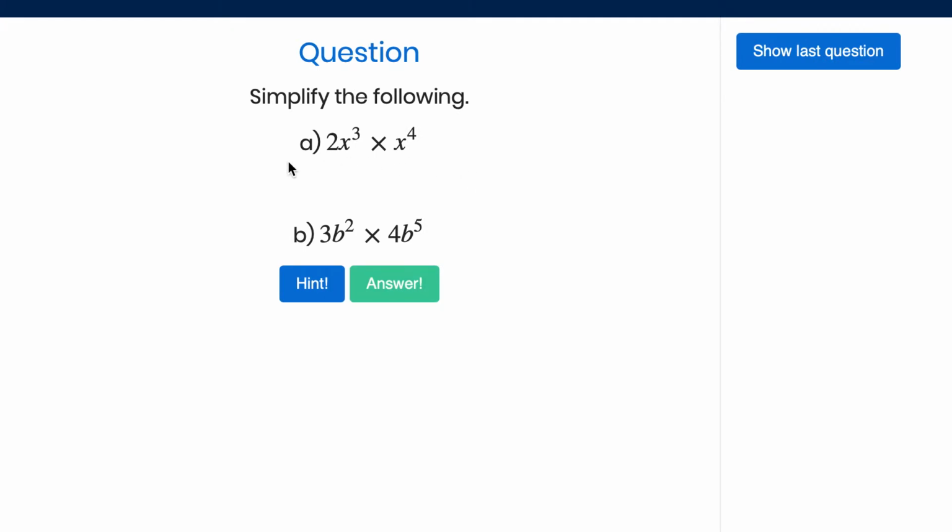Okay, now let's see the bonus question. Simplify 2x cubed times x to the power of 4 and 3b squared times 4b to the power of 5. Lots of people get these wrong. Pause the video and have a go.